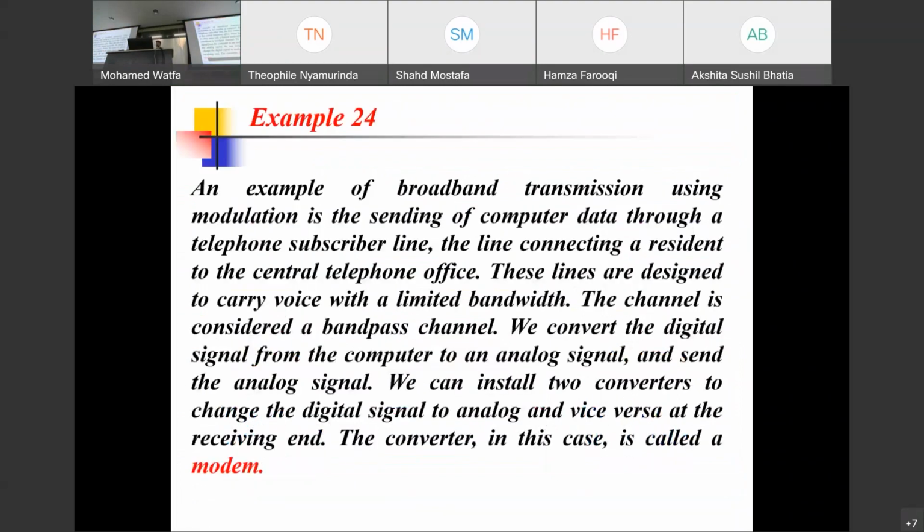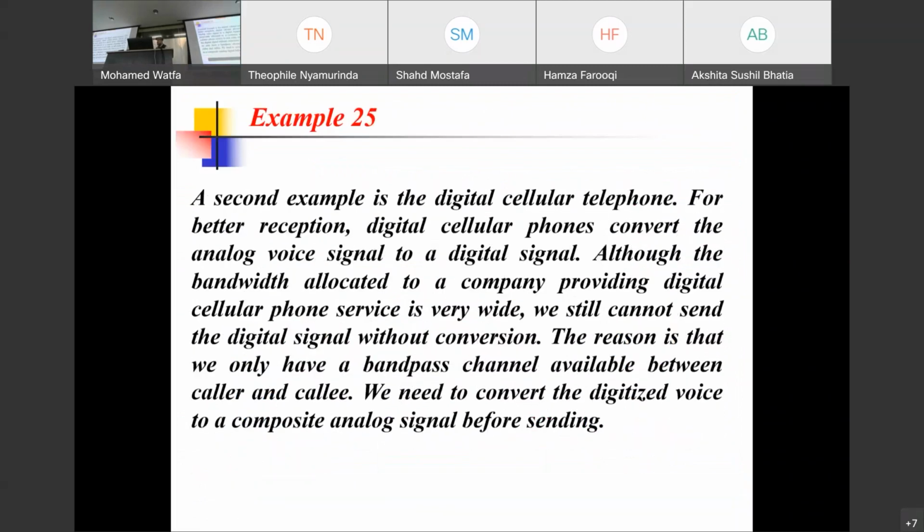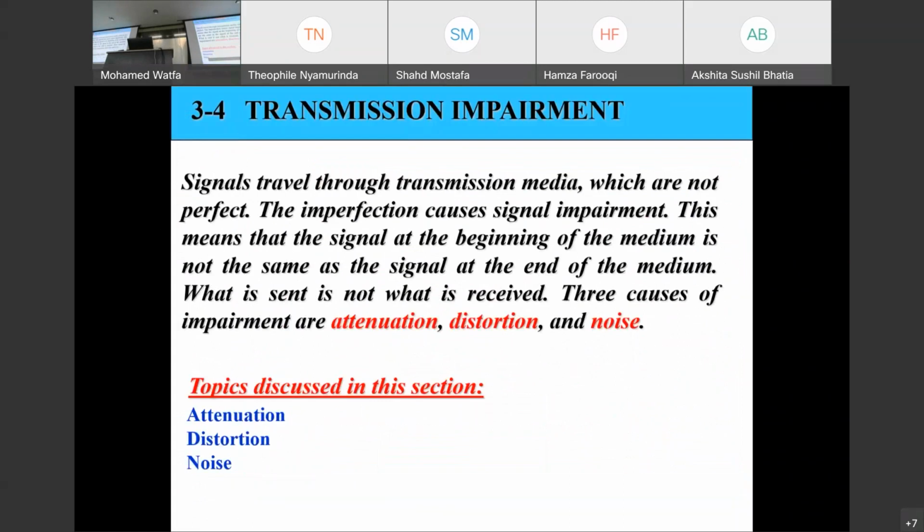So let's move on. Again, a broadband transmission example. I'm just going to move fast forward with these. I just skipped a couple of slides that are just examples. You can read them.